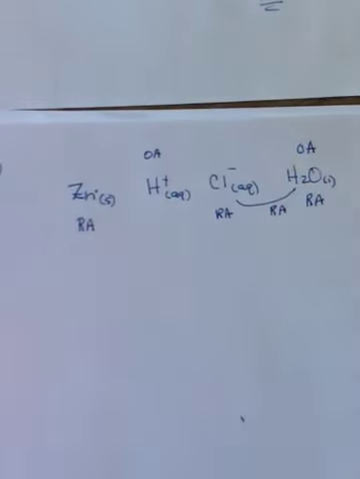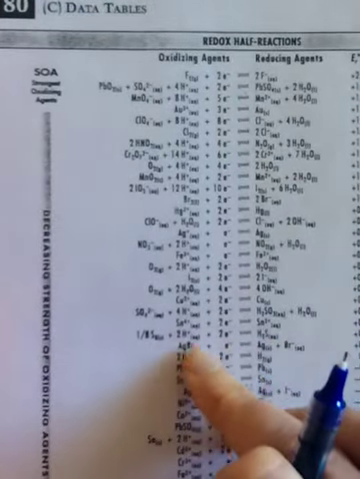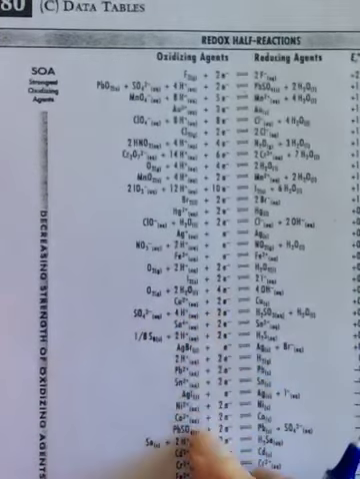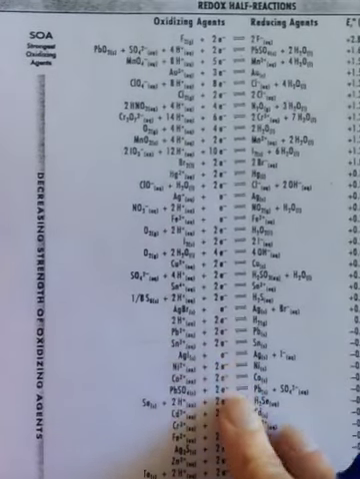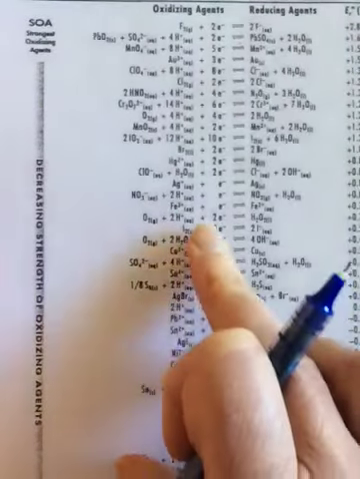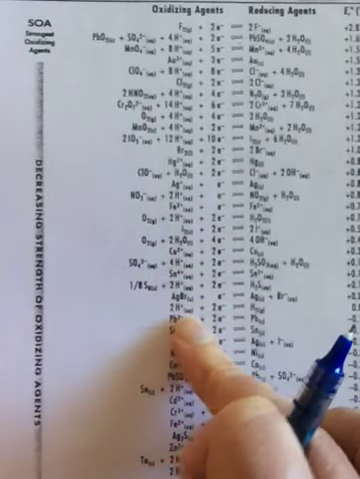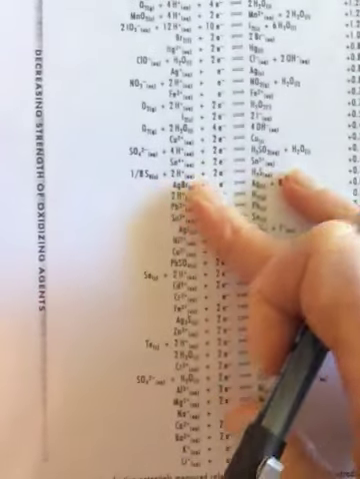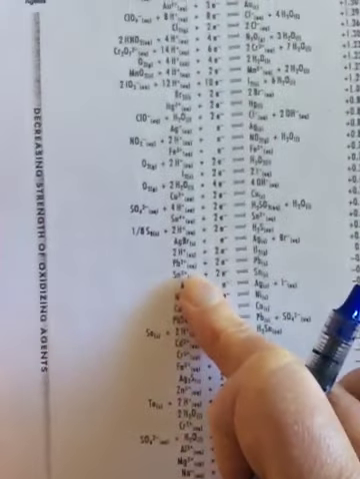Now we have to figure out which one's the strongest oxidizing agent. Which one is closest to the top? So we only had two. We had our H+. How come it's always the H+ that I can't find? It's always lower down than I'm expecting. There it is. And the other one was our water, which is way down here. So the H+ is definitely our strongest oxidizing agent.